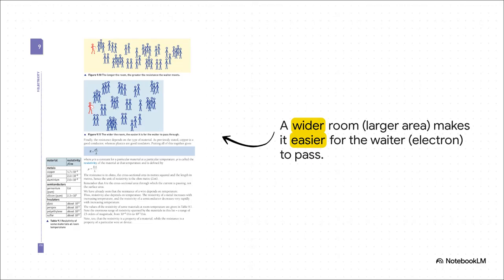And I love this analogy for area. Imagine an electron is a waiter trying to hustle through a packed restaurant. A narrow room or a thin wire is going to make it really tough to get through. But a wide open room, a thick wire, gives that waiter tons of paths to take. It's just easier. Less hassle means less resistance.